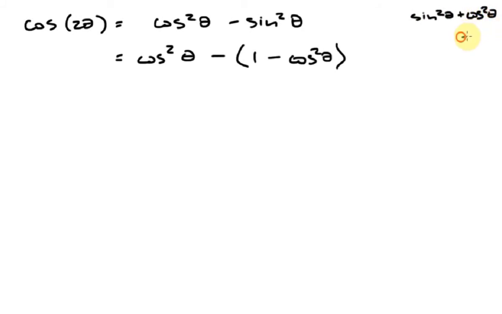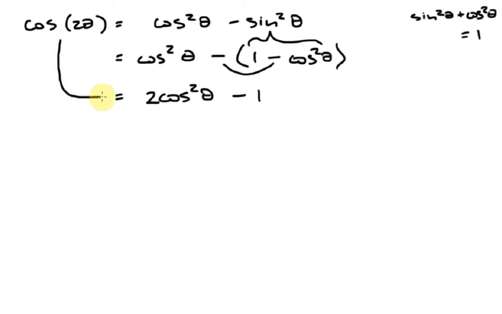Sine squared plus cos squared equals 1. If you subtract cos squared to the other side, that's the same as sine squared. So I'm putting 1 minus cos squared in for the sine squared up here. Little substitution. Well, if I clean this up, I have a cos squared plus another cos squared, so there's 2 cos squareds. And then I have a minus 1. So guess what? This is a new version of the cosine identity.